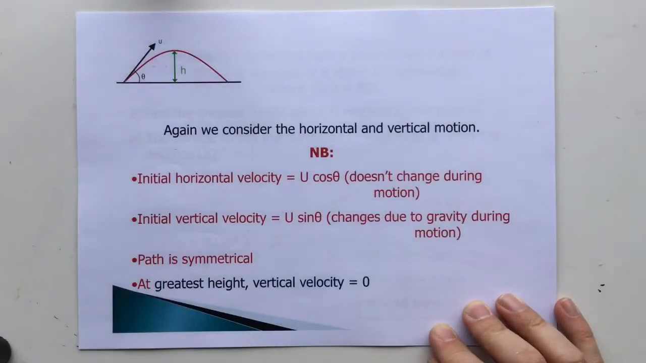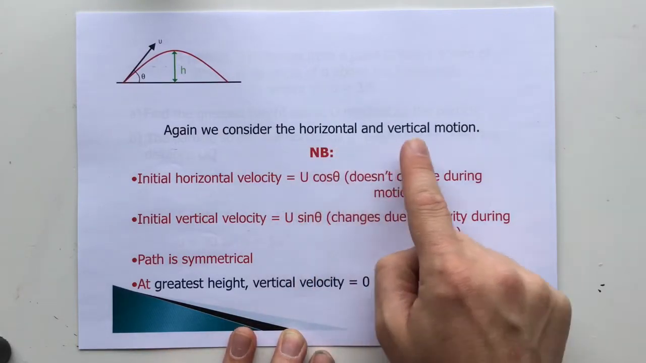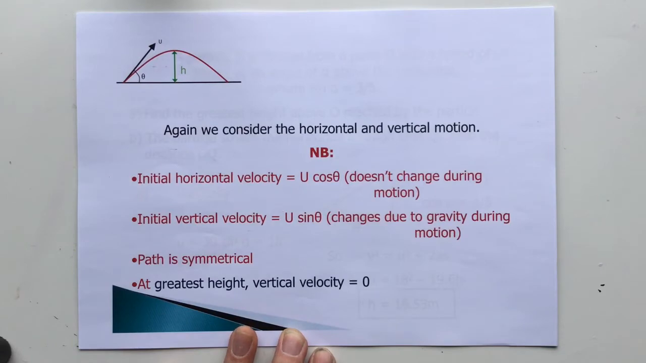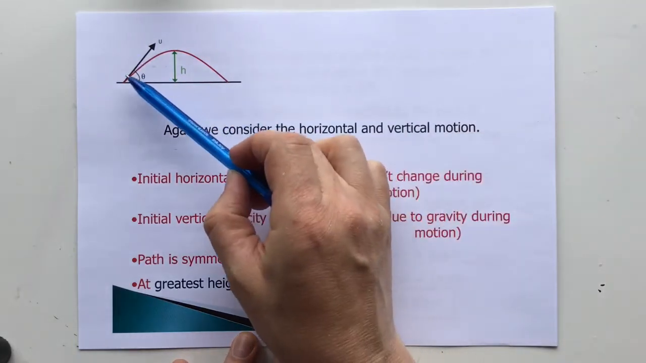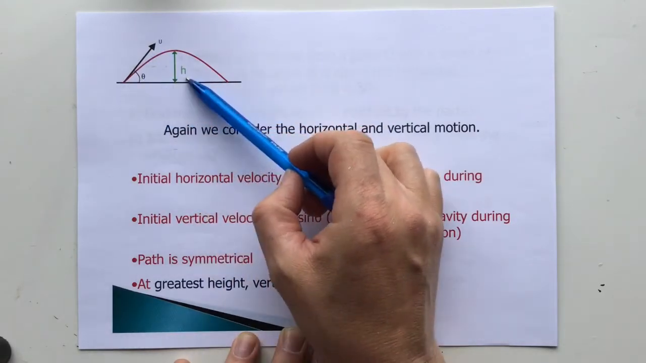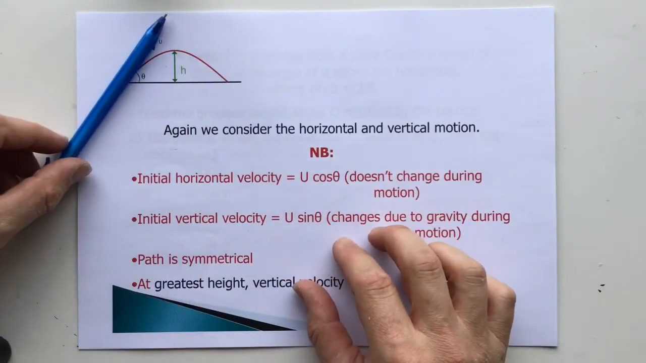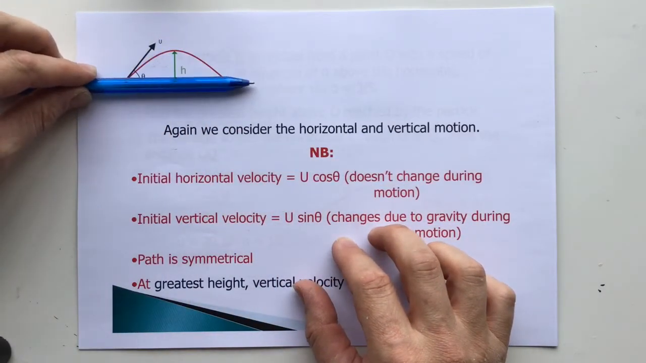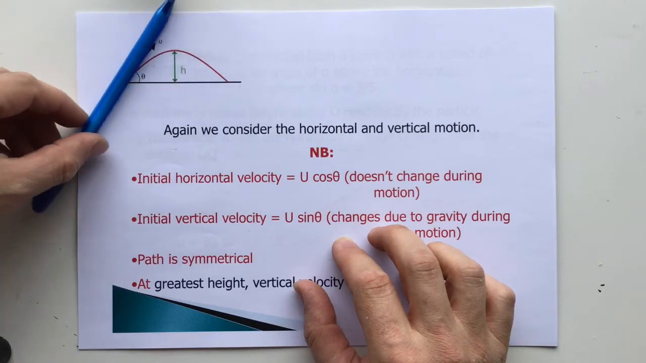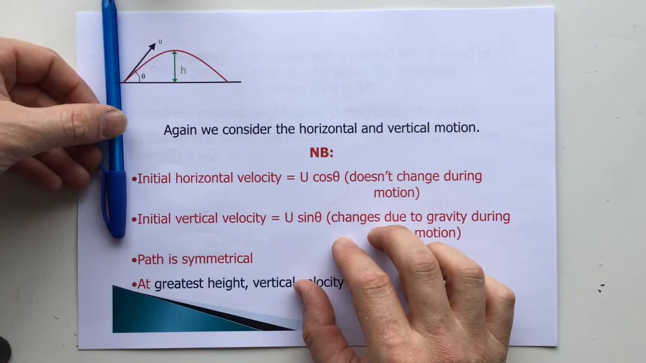But what we're going to do is consider almost exactly the same as before. We're going to consider the horizontal effect of this flight and the vertical motion in this flight as well. But one thing we need to be careful about is that when we're looking at the velocity, the initial velocity is at an angle theta to the horizontal. So when we consider horizontal motion, we need to resolve that horizontally. And when we consider the vertical motion, we need to resolve the velocity vertically.